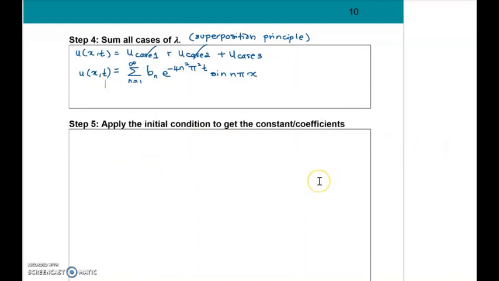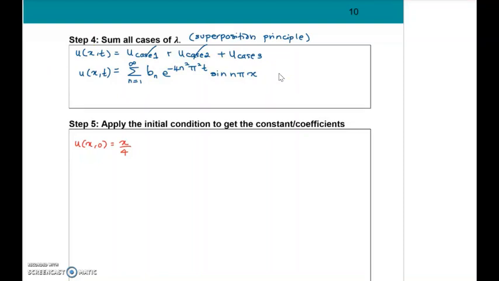Okay, so from the problem, we have u(x, 0) equals x over 4. So this is given by the problem. If we apply it to the equation that we have here, it means that when t is 0, regardless of x, u is x over 4.